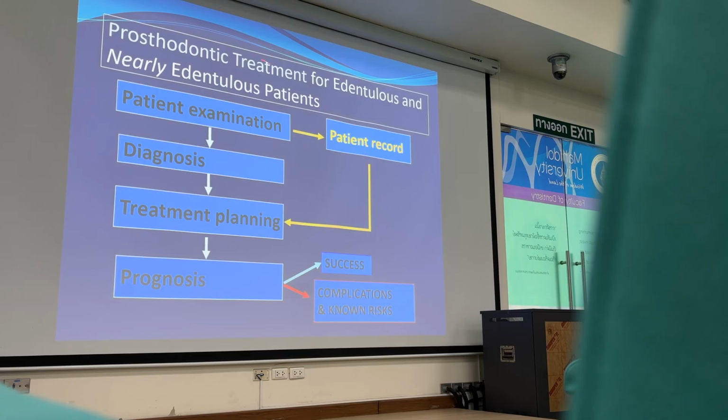Okay, so for the treatment of edentulous and nearly edentulous patients, we do the patient exam, patient record, diagnosis, and all the things in the patient record. You know the situation. After that, you do the treatment planning, and you can provide the prognosis. It may be good, it may not be good, but there may be improvement in the future, and whether the process will be a success, the complications, and the risks of that.